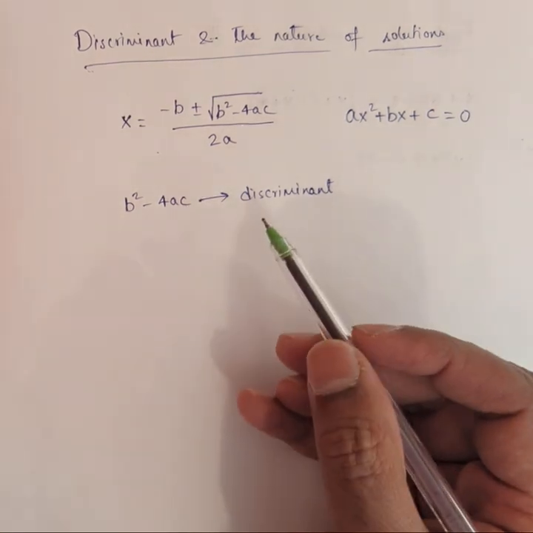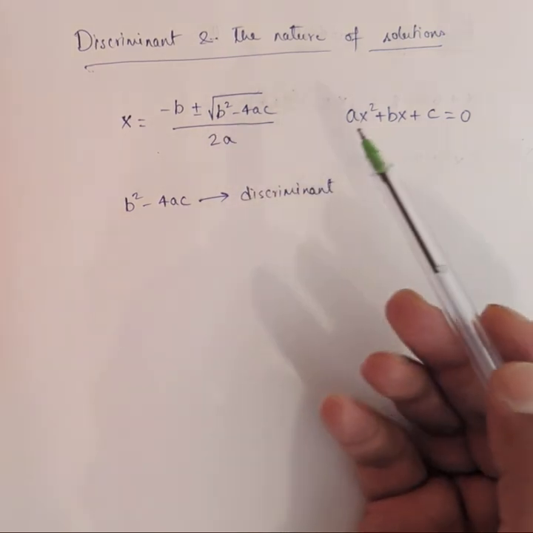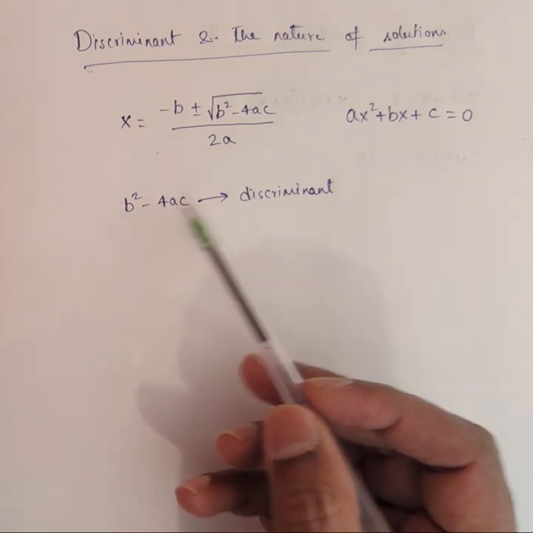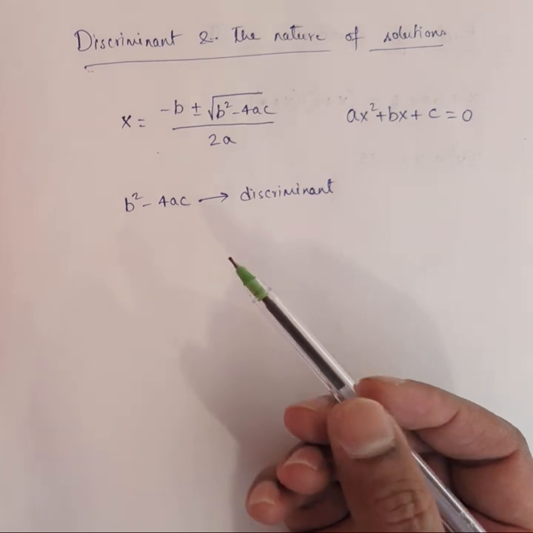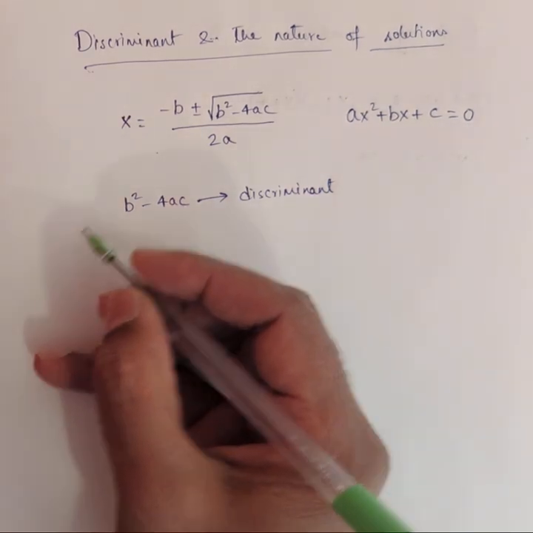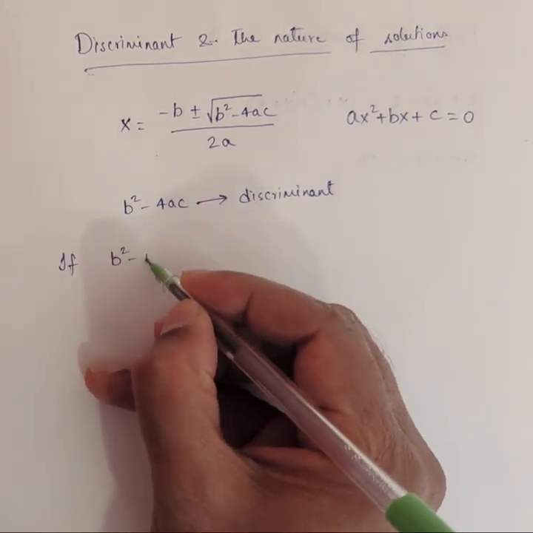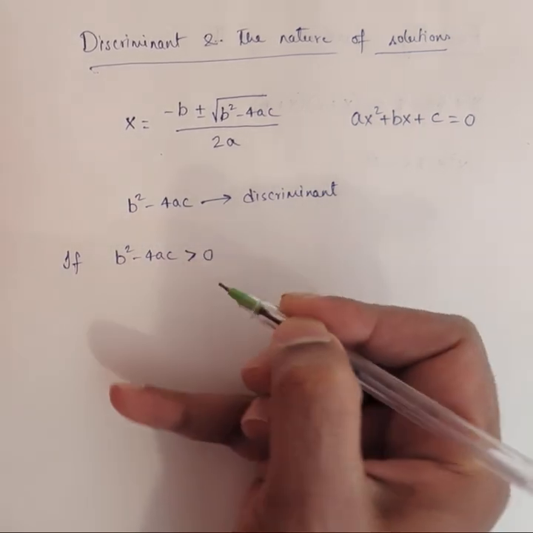Now sometimes students confuse that the discriminant is the square root of b squared minus 4ac. No, it's not. It's just b squared minus 4ac without the square root. So what happens if the discriminant is positive? If b squared minus 4ac is positive, positive means greater than 0.